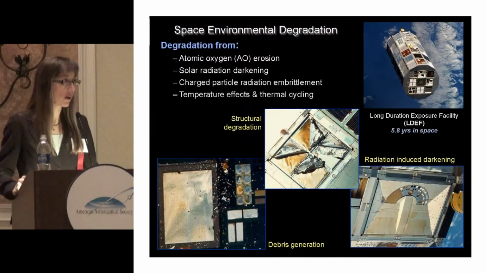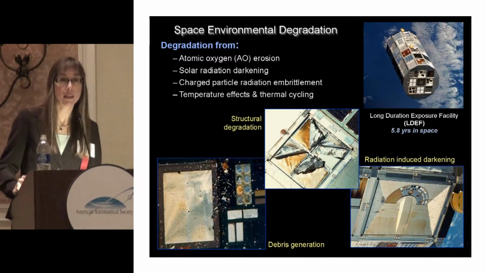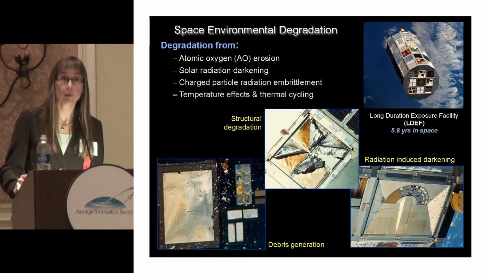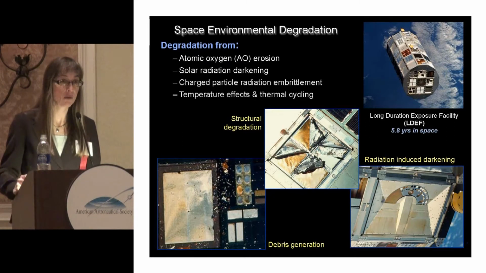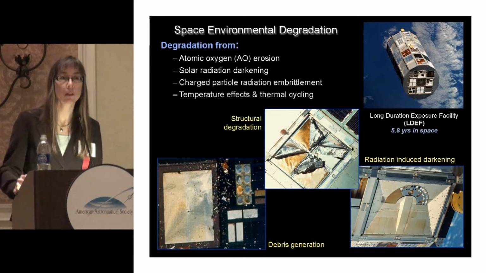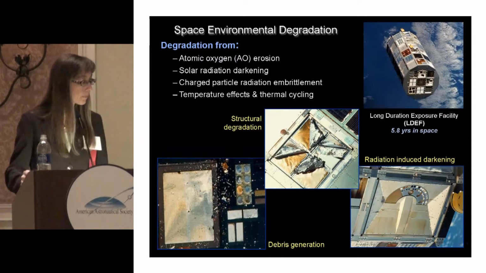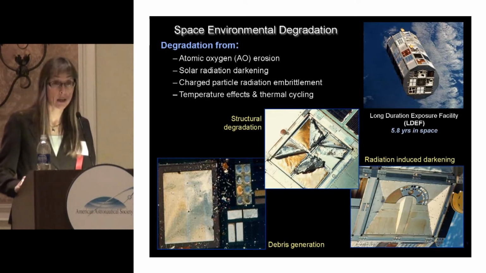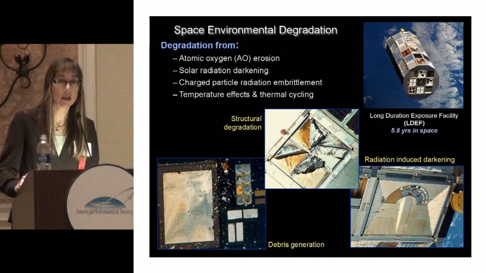As one example, I've shown here a capped-on insulating blanket, shown in the gold picture in the center on the bottom, that was flown on LDEF, which flew for 5.8 years in the low Earth orbit space environment. That capped-on layer was completely eroded away over time due to atomic oxygen erosion. Some other examples of space environmental degradation that occurred on LDEF included structural degradation, radiation-induced darkening, and also debris generation.